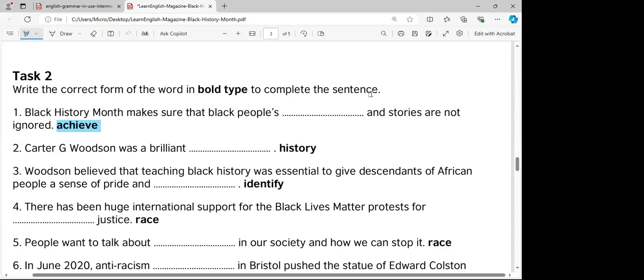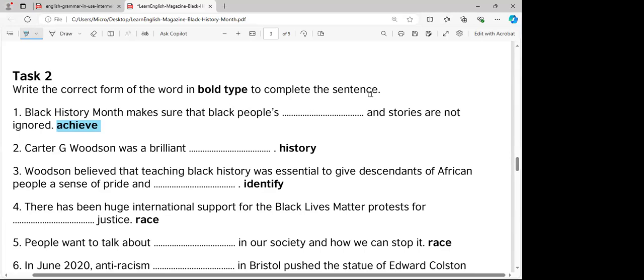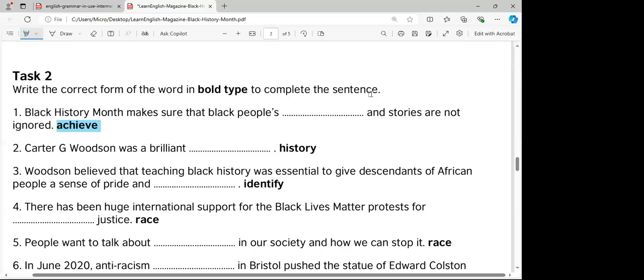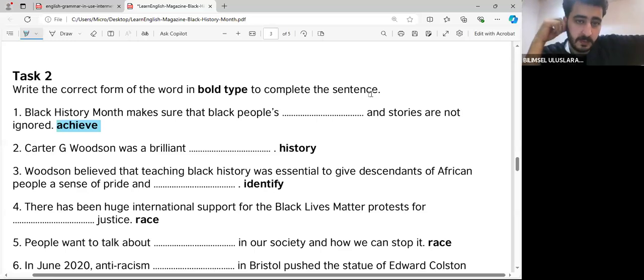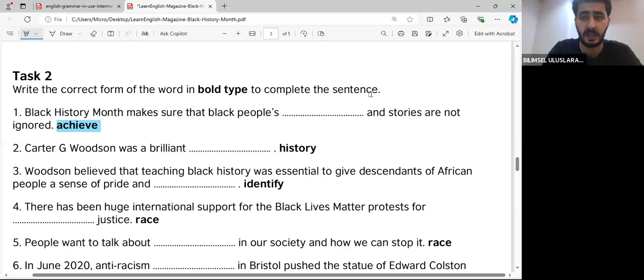Black History Month makes sure that Black people's space and stories are not ignored. Achievements. Good job. All right, Ms. Aziza, number 2. Carter G. Woodson was a... brilliant. شو اسم الفاعل من history? Historian. Good job. Historian. Yes, مؤرخ أو كاتب التاريخ.